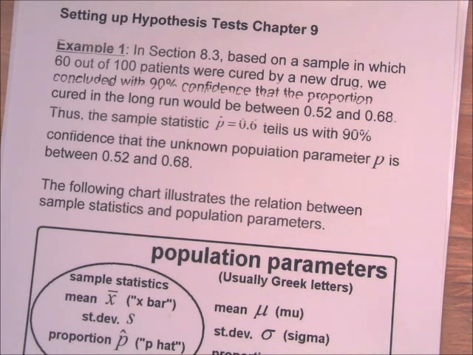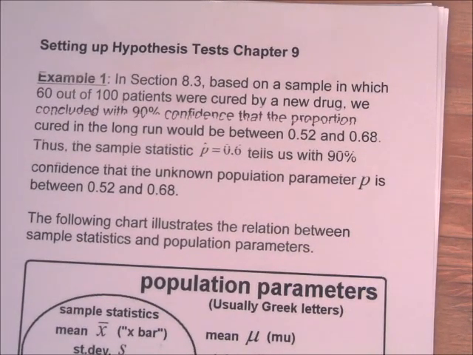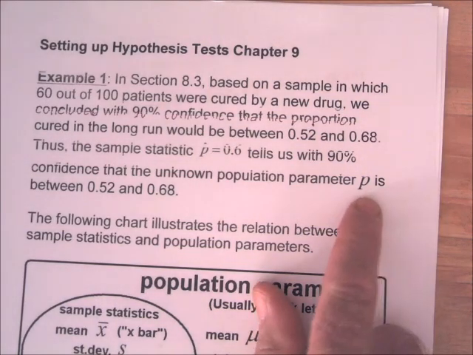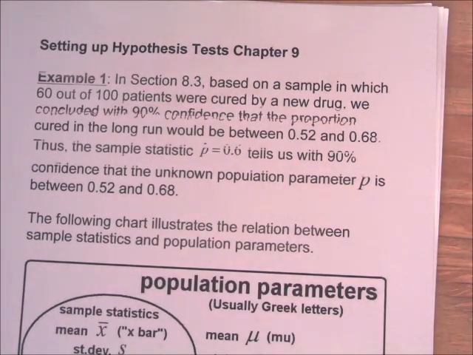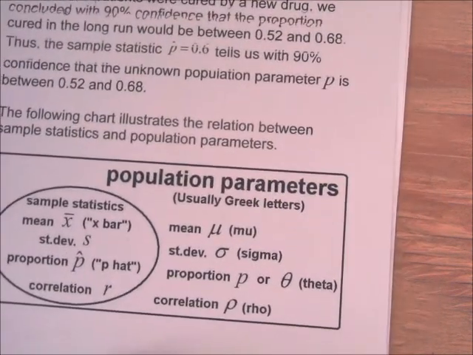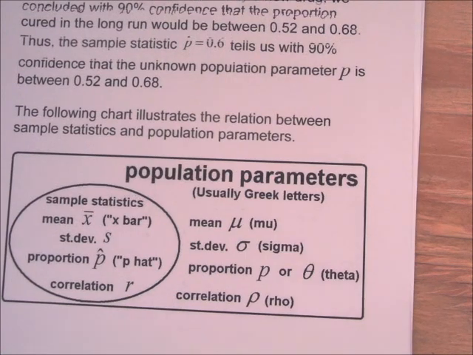So in this example, in section 8.3, based on a sample in which 60 out of 100 patients were cured by a new drug, we concluded with 90% confidence that the proportion cured in the long run would be between 0.52 and 0.68. Thus the sample statistic p hat 0.6 tells us with 90% confidence that the unknown population parameter p is between 0.52 and 0.68. And this chart here represents the relationship between sample statistics and population parameters.